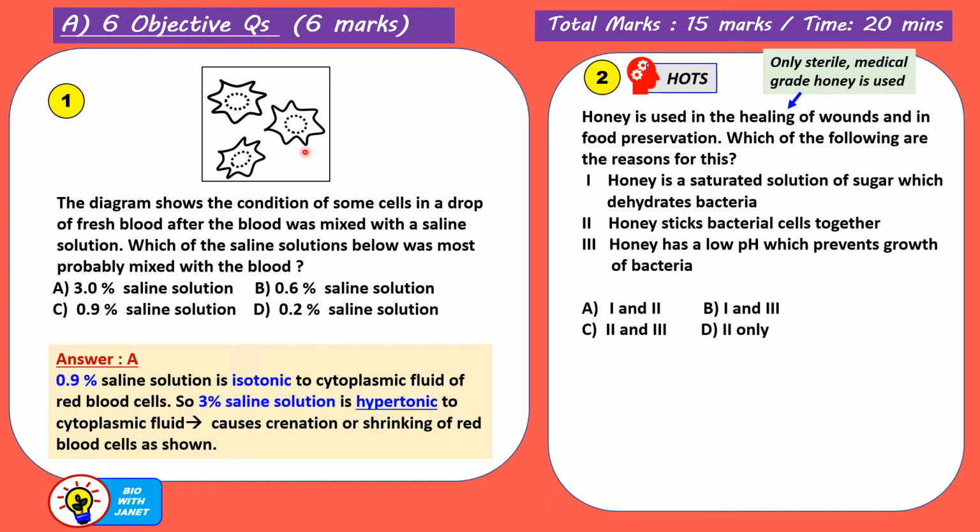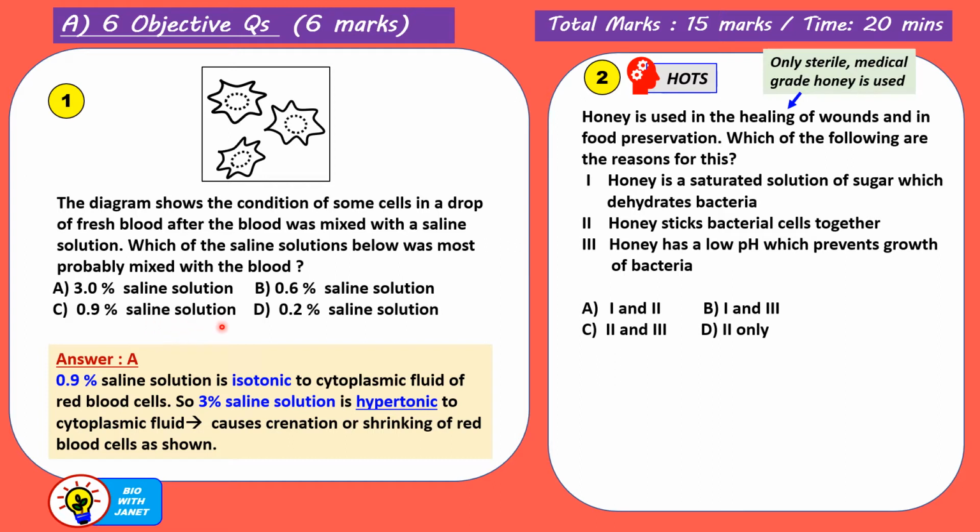This means that water has diffused out from the cells into the solution, which is hypertonic, more concentrated than the cytoplasmic fluid of the red blood cells. So which solution here is a hypertonic solution compared to the cytoplasmic fluid of red blood cells? It is 3.0% saline solution. Any solution that has a higher concentration than 0.9% saline solution.